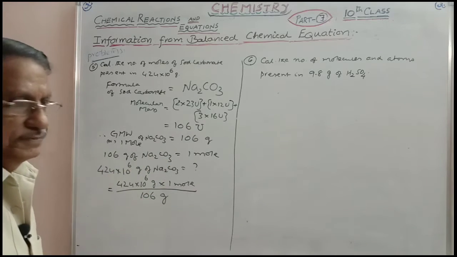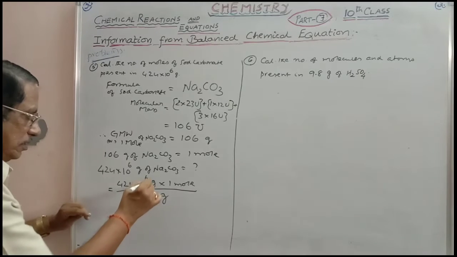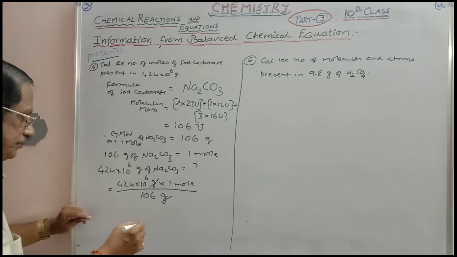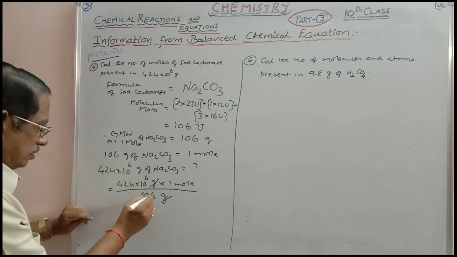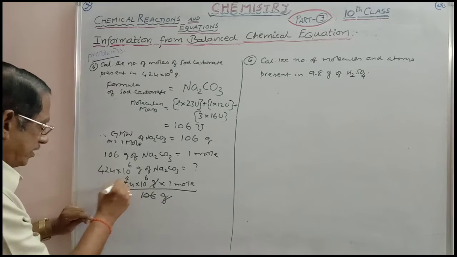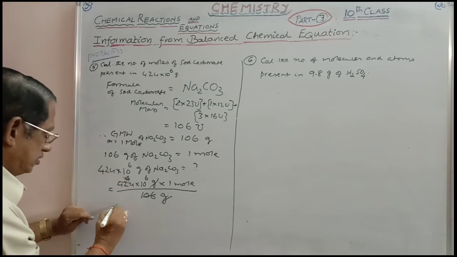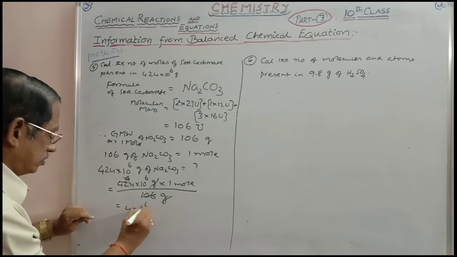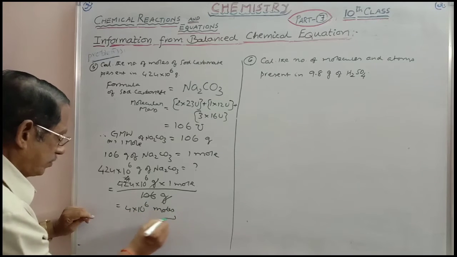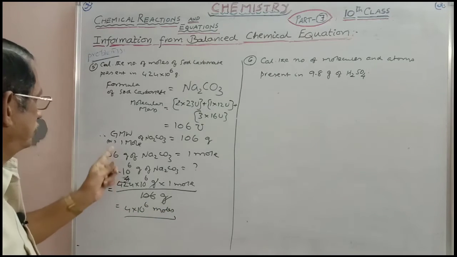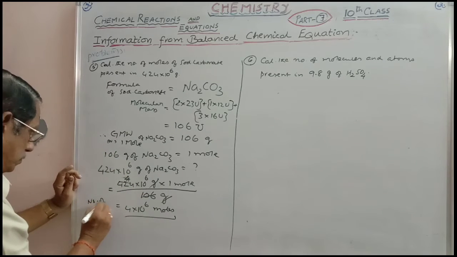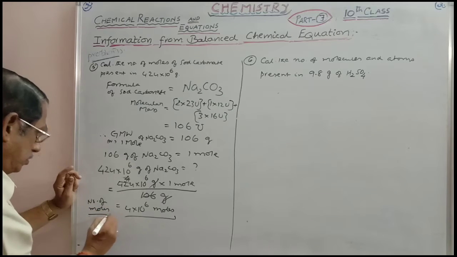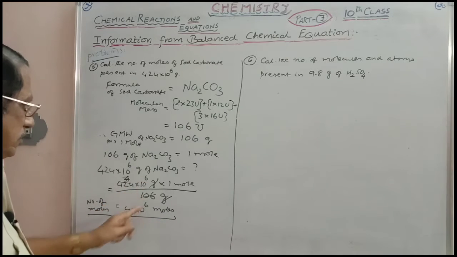Always you have to write the unit in numerator and denominator. Grams, grams cancel. 106, this 106 is 10 to the power 6. This cancels out 4 times. 4 into 106 is equal to 424. So the answer is equal to 4 into 10 to the power 6 moles. This is the answer. So number of moles is equal to 4 into 10 to the power 6 moles.